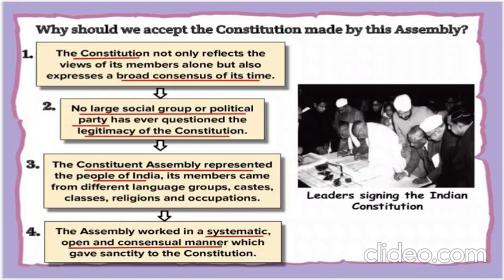The Constituent Assembly represented the people of India. Okay, they were the ones who were representing India. The members came from different backgrounds. It's not like they took only a few types of their own people. No, the Constituent Assembly had a diverse group. They had people of different languages, different castes, different religions, different occupations. This assembly worked together in a systematic and cooperative way, and that gave sanctity to the Constitution.